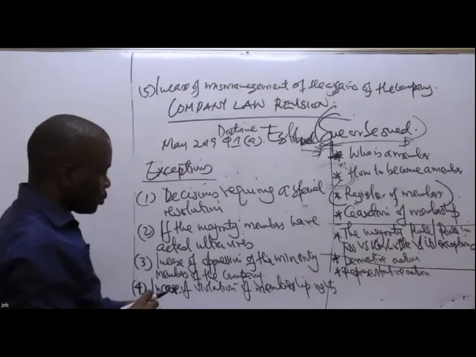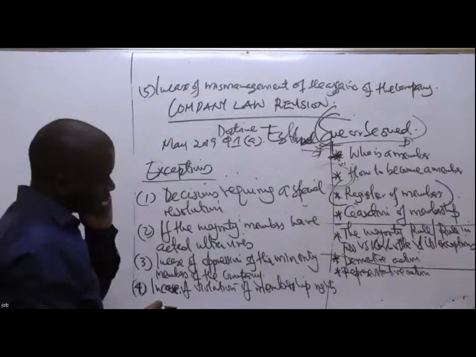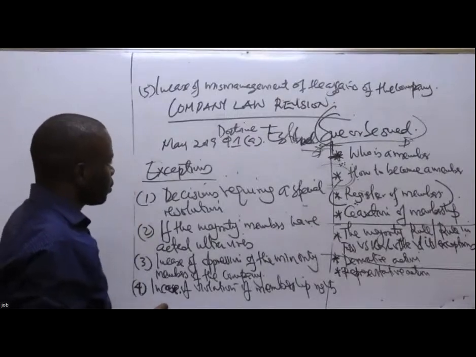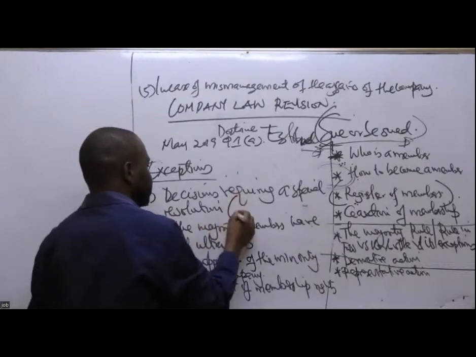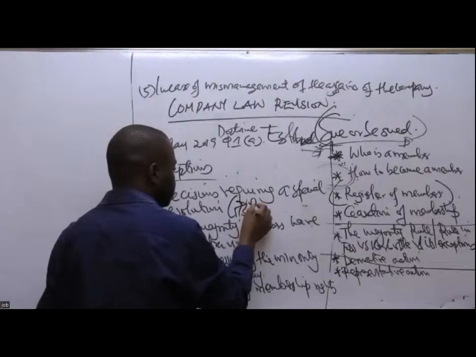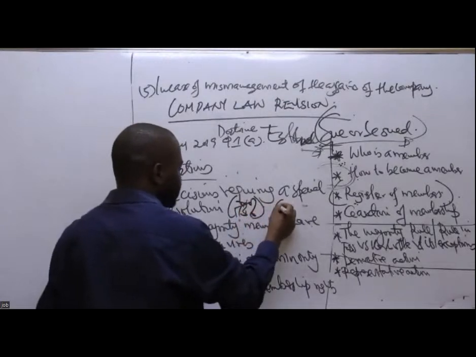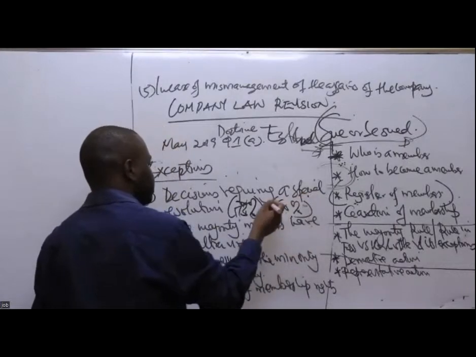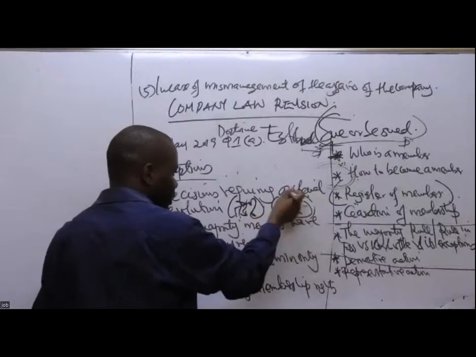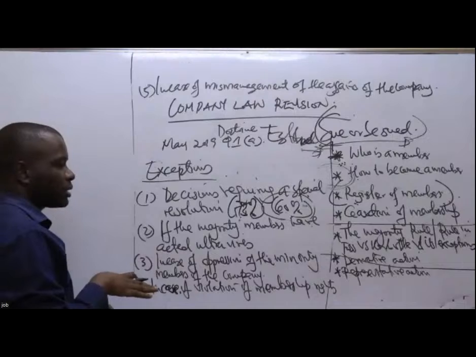So you can see, the majority, if they do any of these. If there's a decision requiring a special resolution, that is, we said, at least 75% of the members to approve. So 60% is still a majority, but in case that decision requires a special resolution, this majority is not enough. So that rule is not prevailing in that particular circumstance.